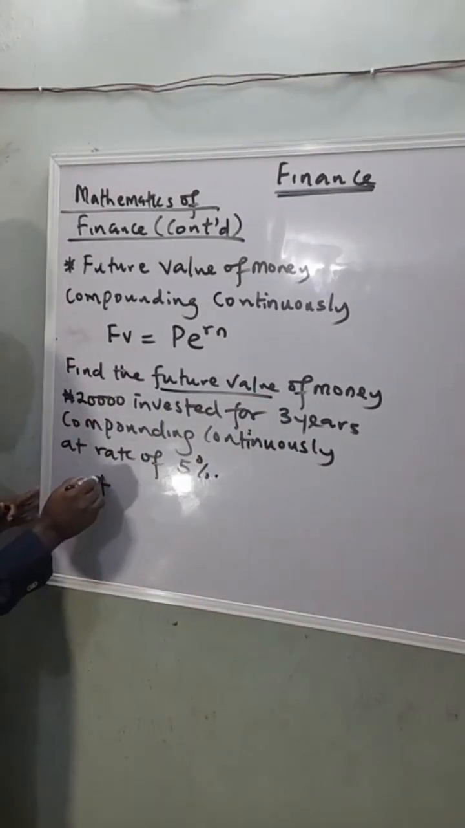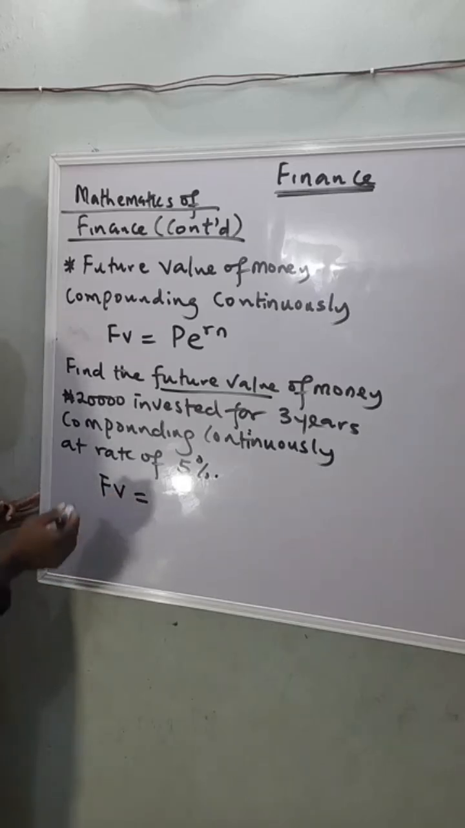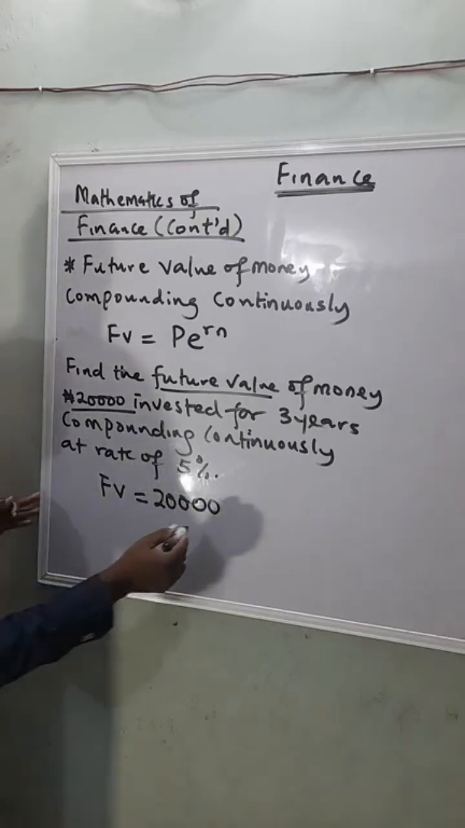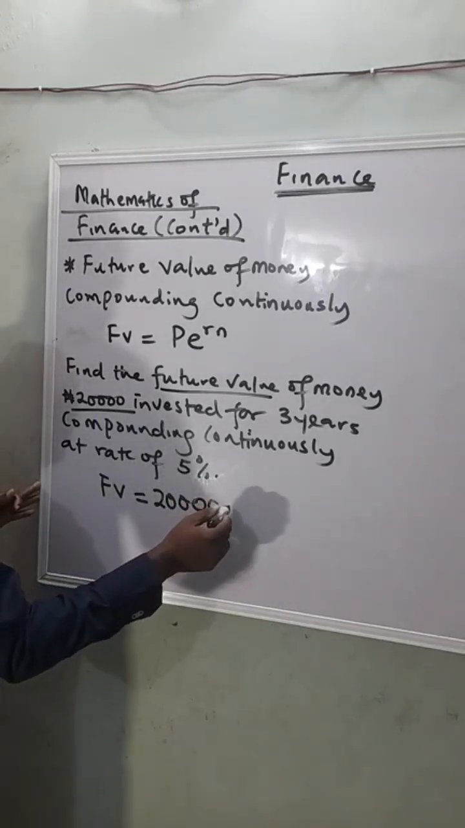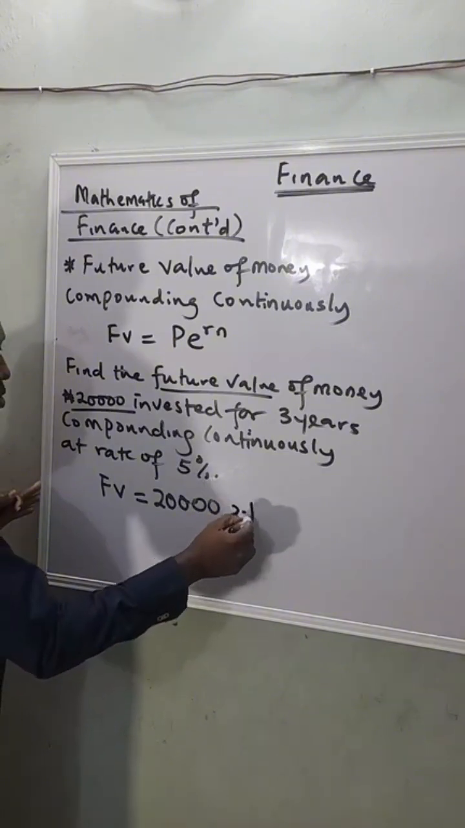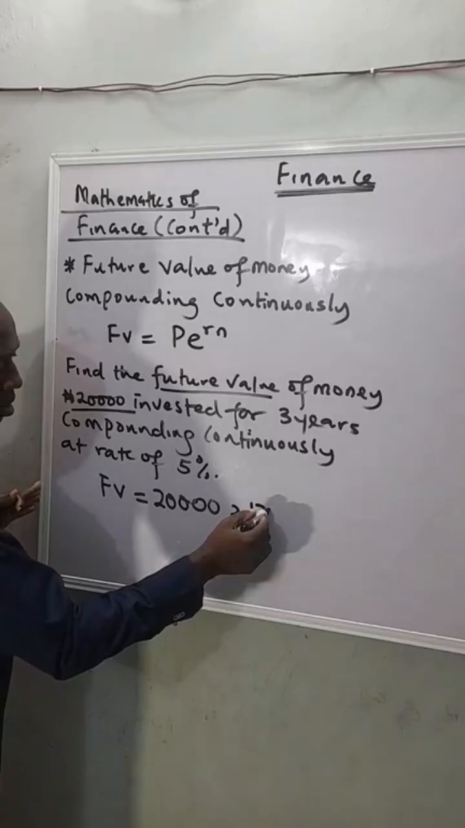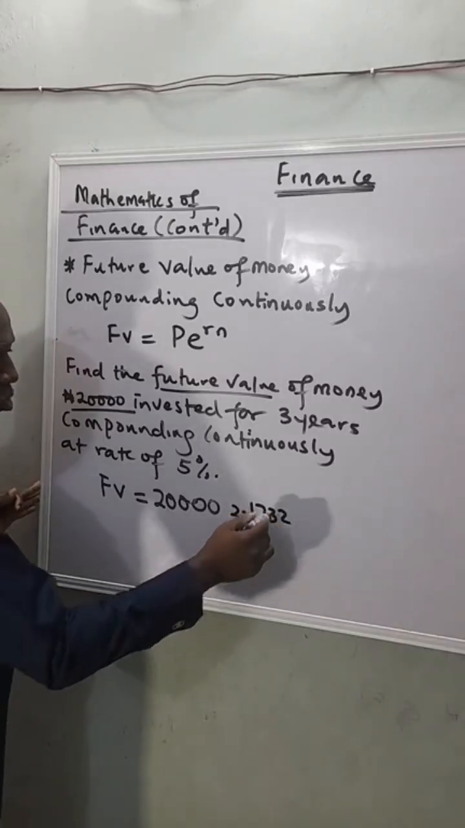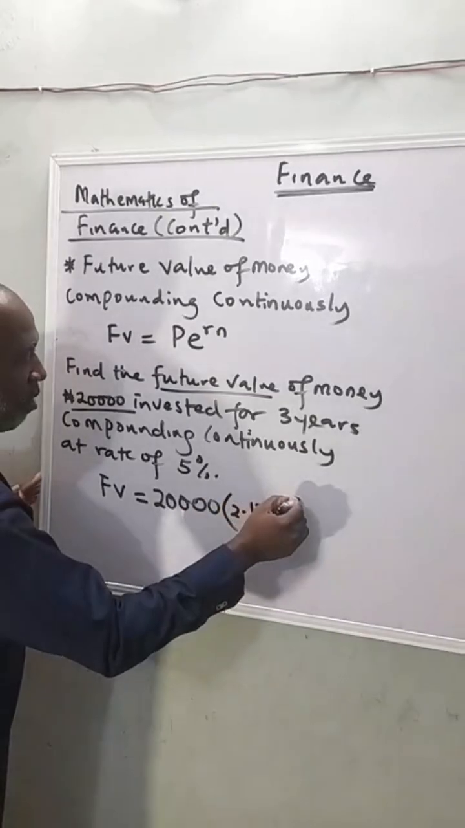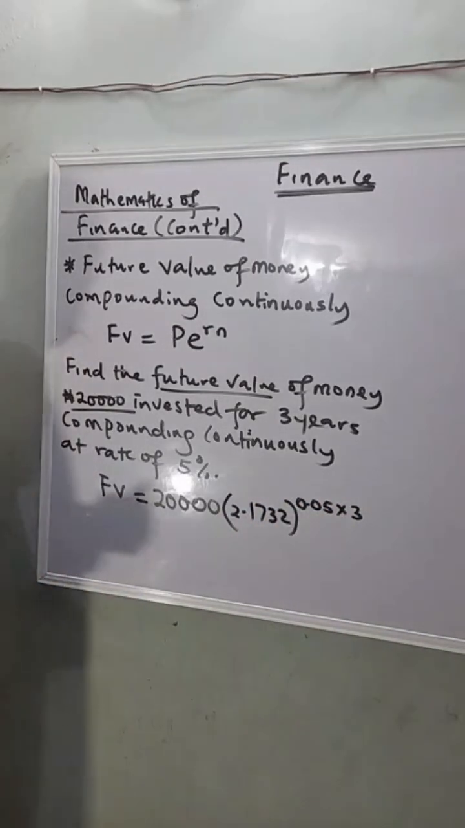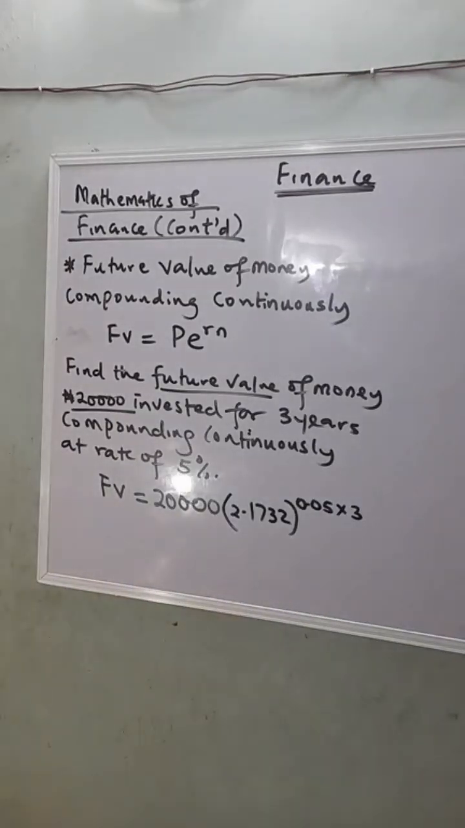Our formula goes thus. FV, the present value is 20,000 naira, multiplied by e. The e is defined as 2.1732, all raised to the power of r, 0.05, multiplied by the number of years. That's how the formula will look like. Look at what I've written very well.